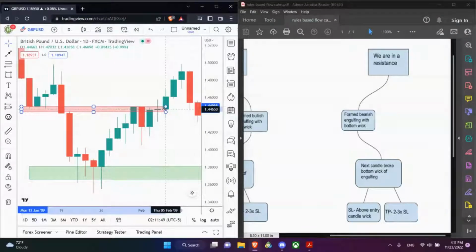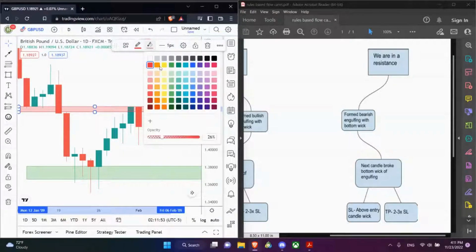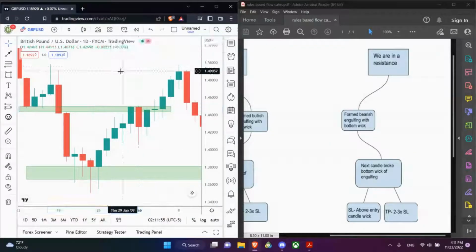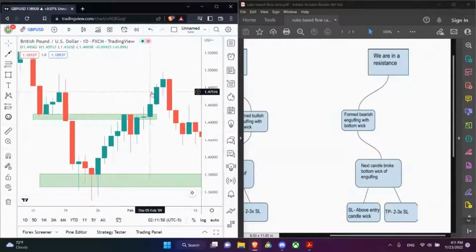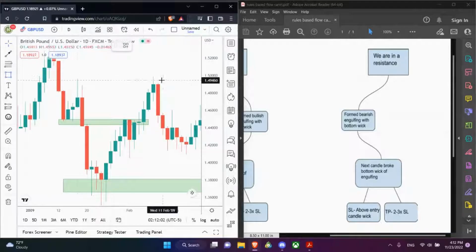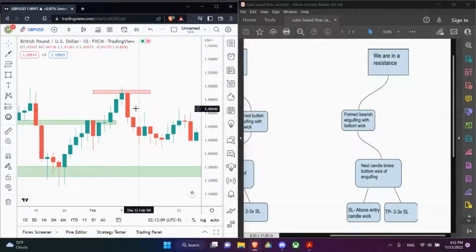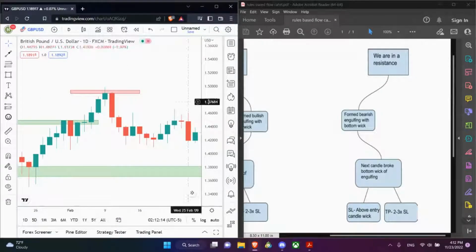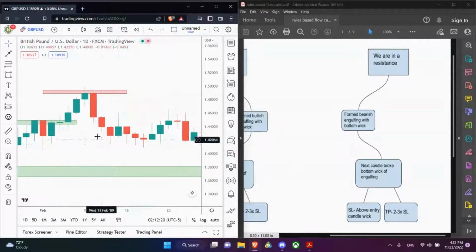So if we extend this out, this now becomes a support. So we're going to go ahead and mark that green. All right, price comes up, and it did enter a resistance up here. Just going to mark that red. And we did form a bearish engulfing candle right here. Okay, so we're in a resistance. We formed a bearish engulfing candle with the bottom wick. Check, check. Okay, next candle broke bottom wick of engulfing.